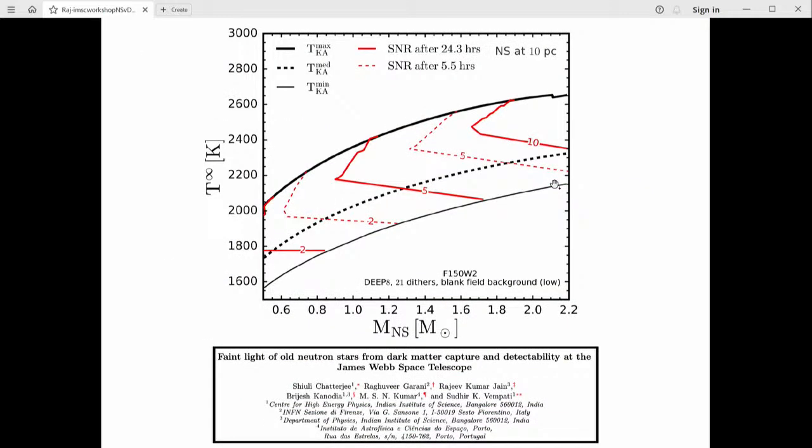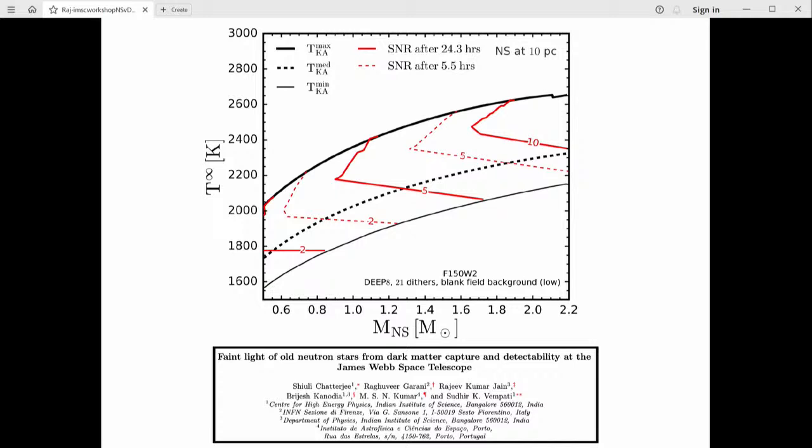Okay, so this was borne out in a recent numerical computation by these folks, a lot of them from IISc, where they get you sensitivities at JWST with state-of-the-art filter properties of JWST. In particular, they found that the optimal filter to do this would be F150W2, and they show you that if you can get a handle on the mass of the neutron star, the effective temperature that you can set a constraint on goes like this.